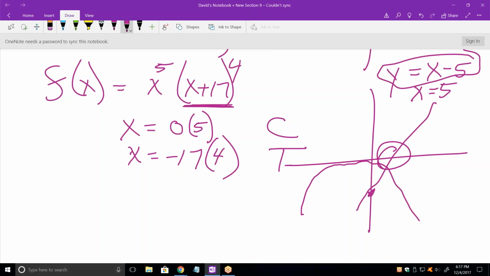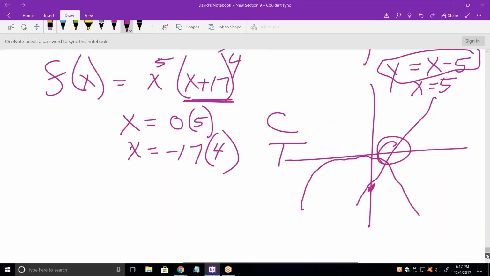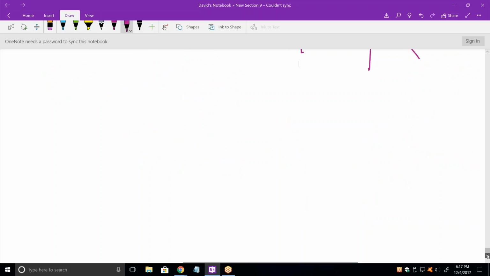Describe the end behavior of the graph for each given function. So this is kind of like going back to review. But f of x equals this is easier than you think.